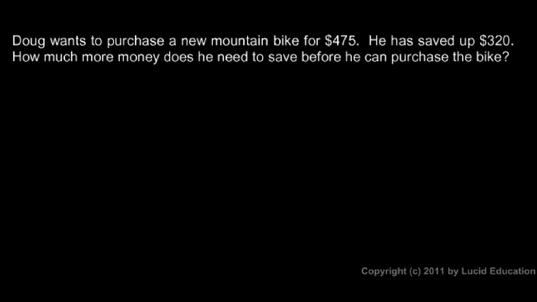In this example, we're told that Doug wants to purchase a new mountain bike for $475. And he saved up $320. And then we're asked, how much more money does he need to save before he can purchase the bike? And in this problem, the phrase how much more indicates subtraction. And that can be a little bit confusing because this word more is often used to indicate addition. But in this case, how much more he needs we'll find by subtracting.